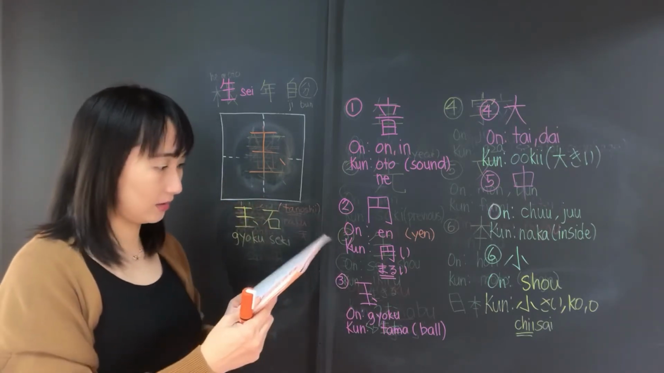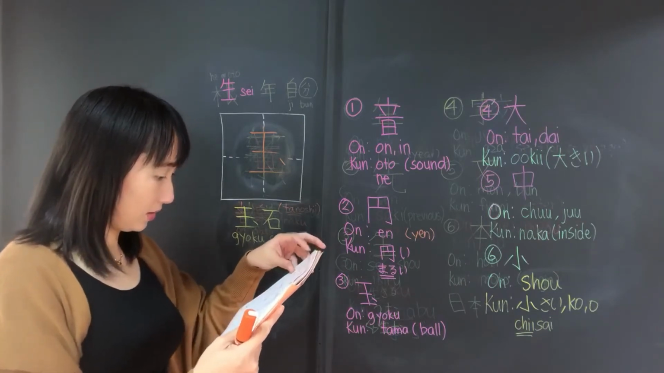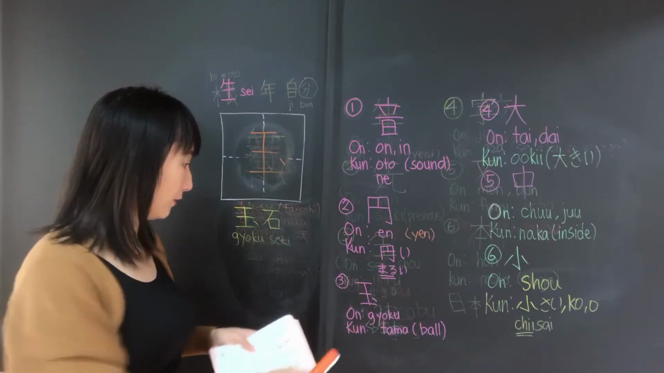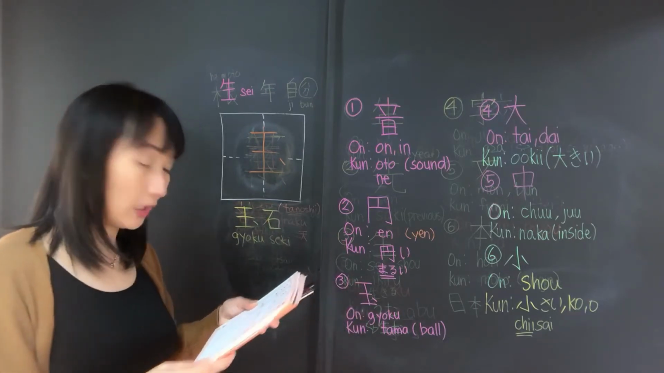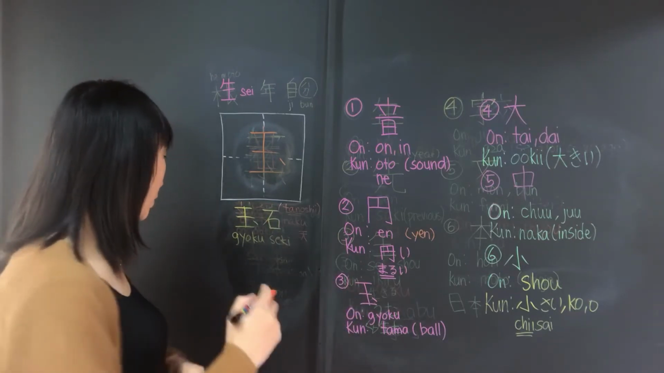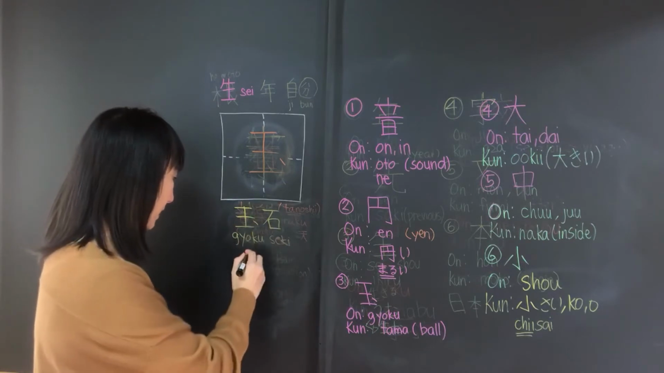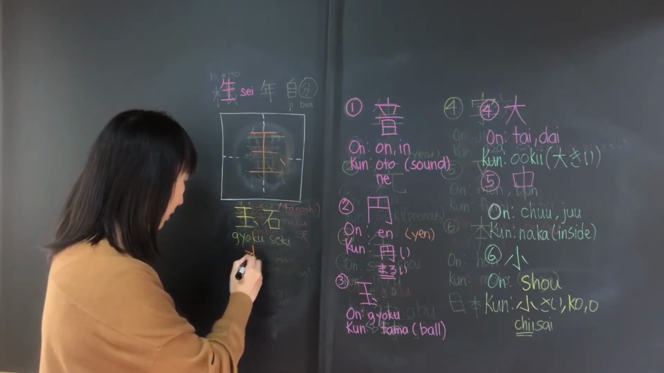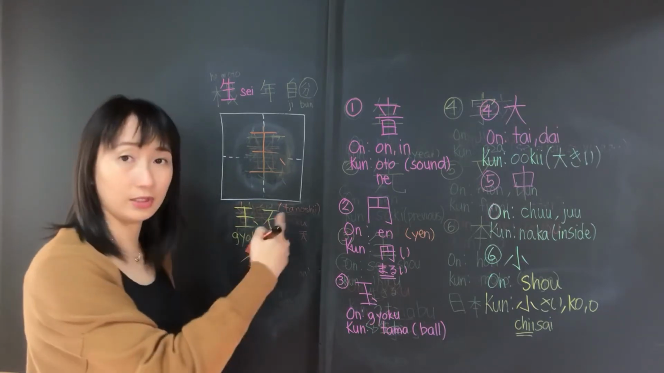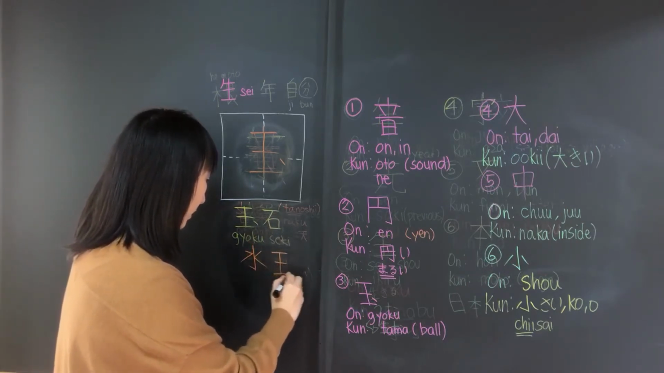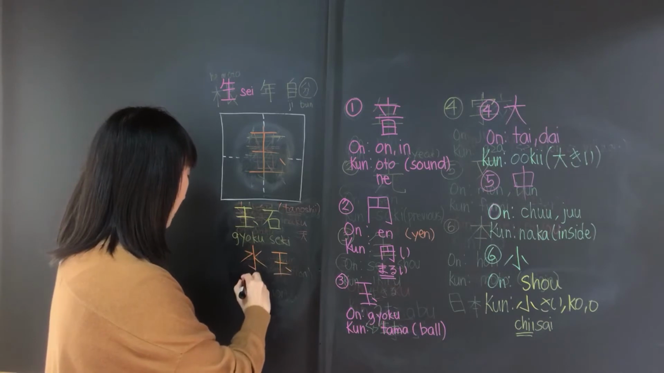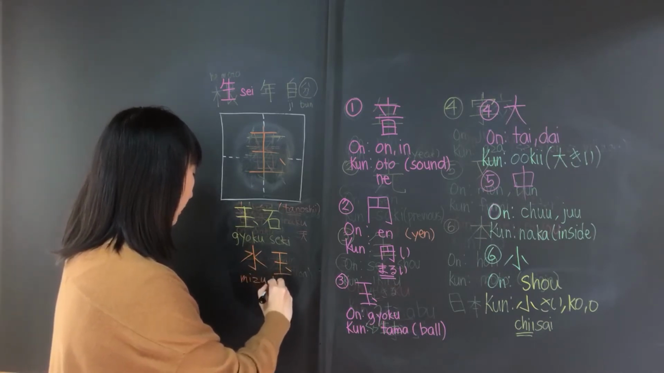Okay, so that is the example that I have for you for this one. Another one that I have for you for this kanji is the word mizutama. Mizu. So how do we write mizu? 1, 2, 3, 4. So this is already mizu. And then tama. Mizu tama.